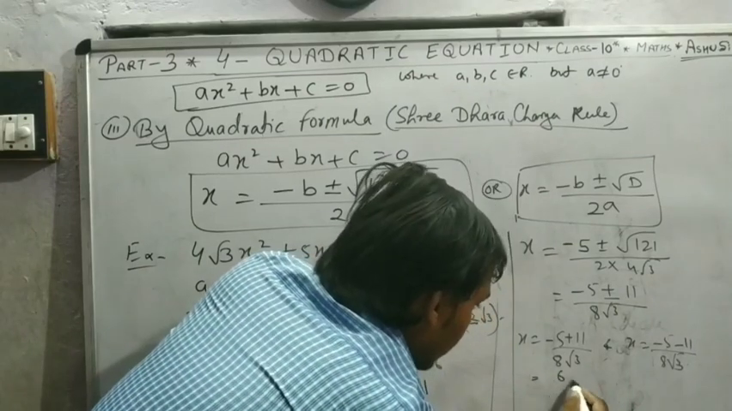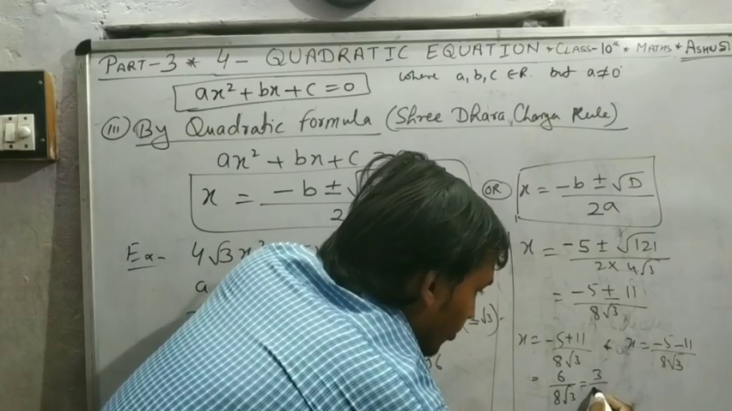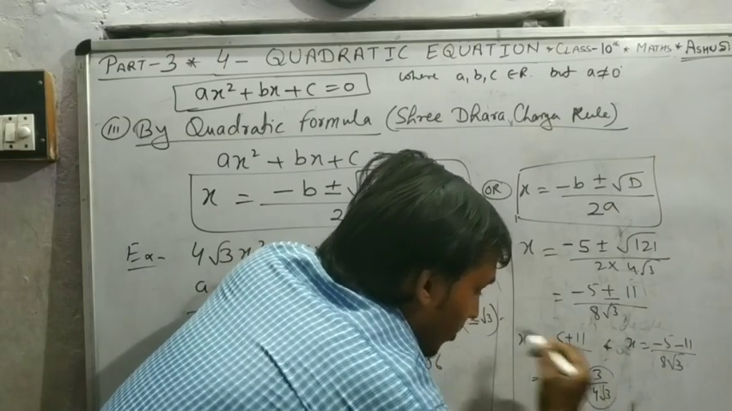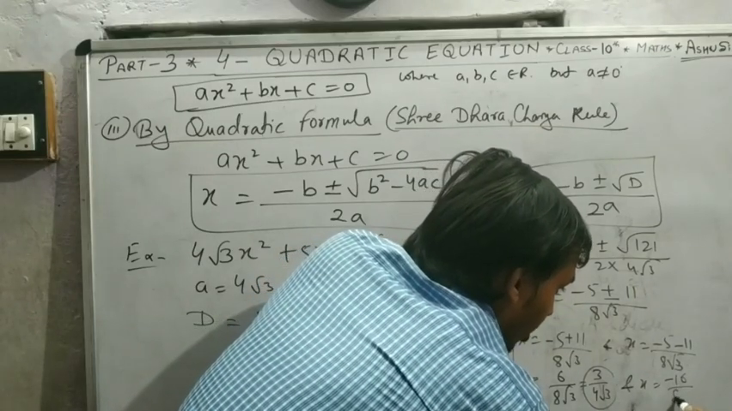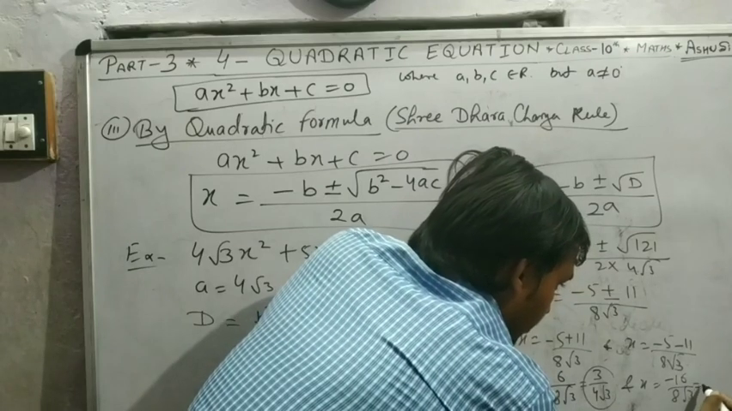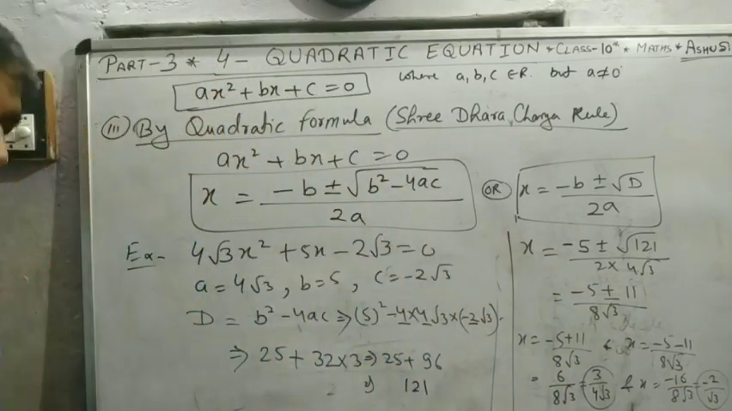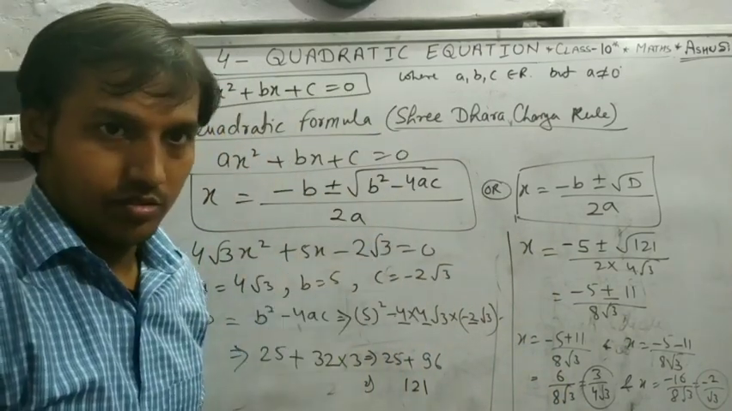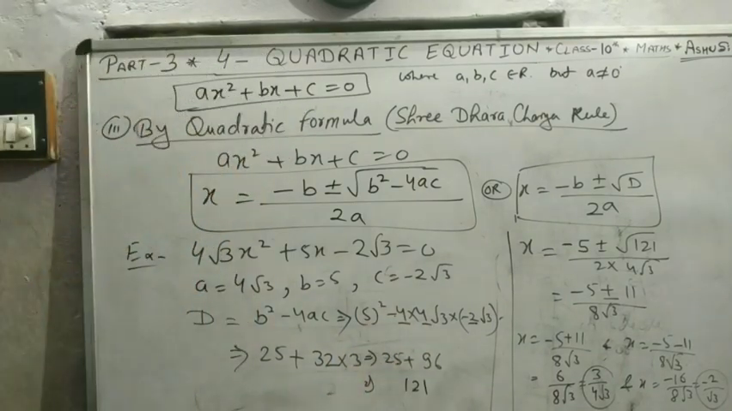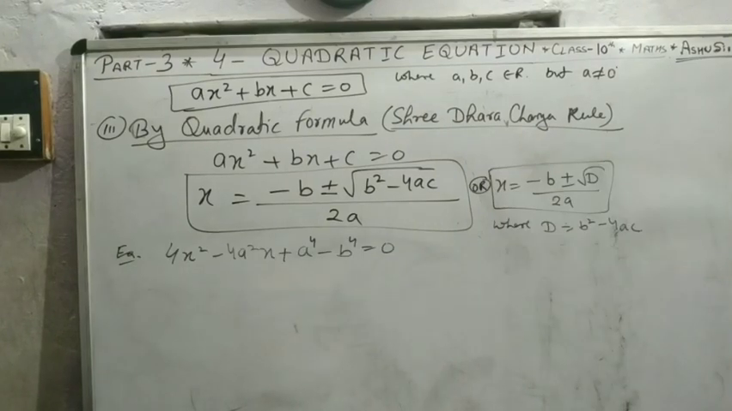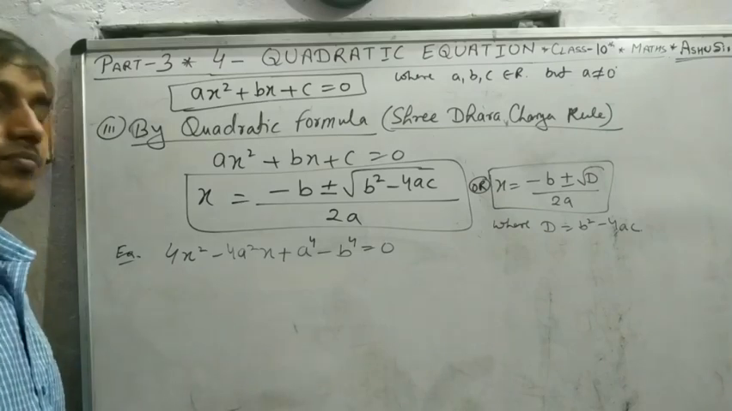So that is 6 upon 8 root 3, 3 twos are 6, 2 fours are 8, so 3 upon 4 root 3, and minus 16 upon 8 root 3, that is minus 2 upon root 3. So these are the two roots of the quadratic equation. Okay, pause the video, note down. So we take one more example.